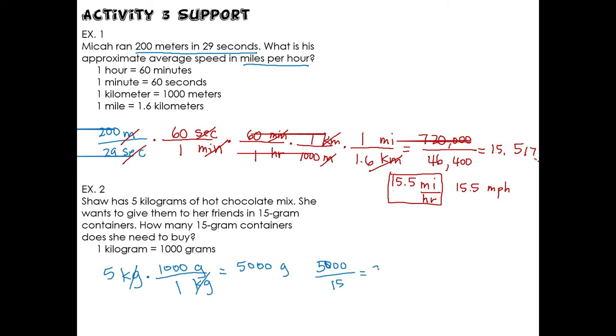And our answer is going to be 333.3 repeating. Okay, so whenever we're buying containers, you don't ask, oh, can I buy 333.3 repeating containers? Nobody does that because they'll look at you funny. So this part right here, Shaw can use herself, because she probably doesn't want to give a person a container just a third filled. So here we go, 333, sorry about these lines, 15-gram containers.